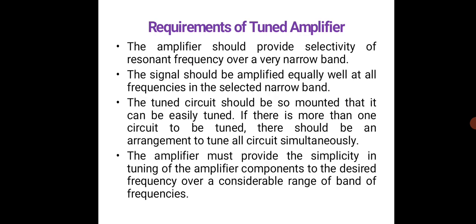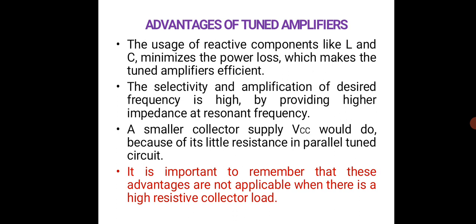What are the requirements of a tuned amplifier? It should provide selectivity of a resonant frequency over a very narrow band. The signal should be amplified equally well at all frequencies in the selected narrow band. The tuned circuit should be so mounted that it can be easily tuned. If there is more than one circuit to be tuned, there should be an arrangement to tune all circuits simultaneously. The amplifier must provide simplicity in tuning of the amplifier components to the desired frequency over a considerable range of the band of frequencies.